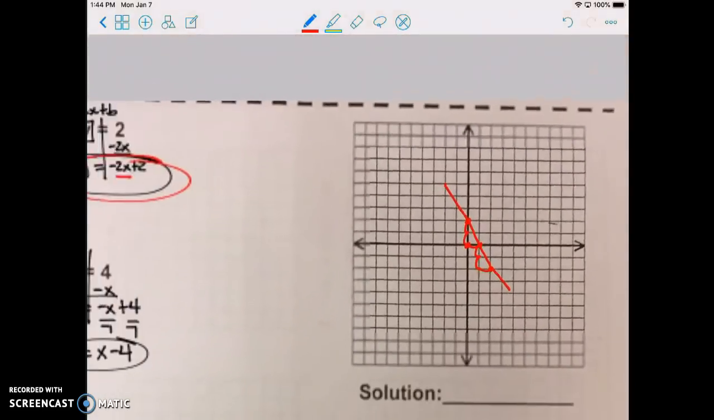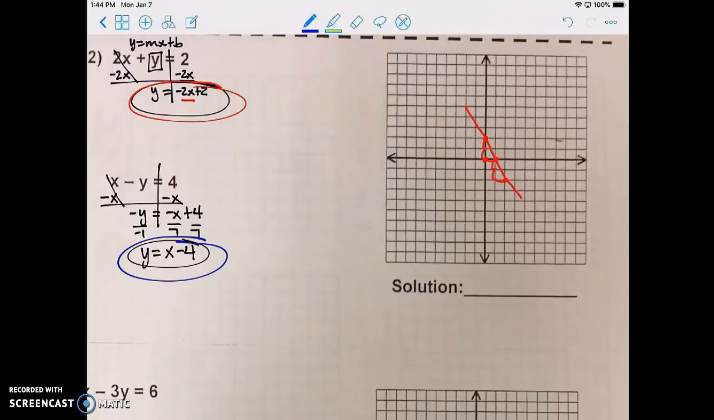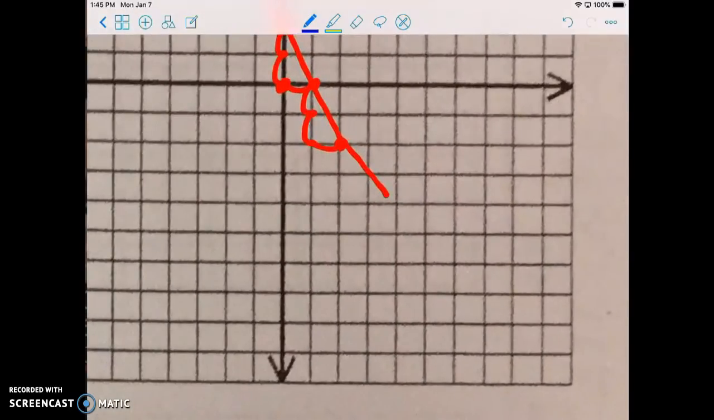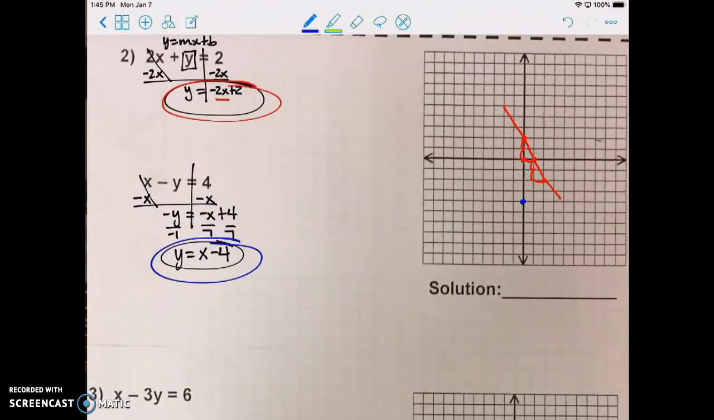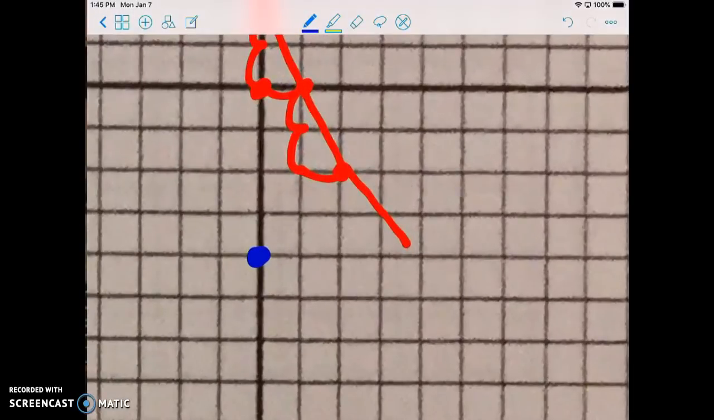Then I graph the other one in blue. It has a y-intercept of negative 4, so I start at negative 4: 1, 2, 3, 4. And the slope is just x, so it's 1. So up 1, over 1. Up 1, over 1. Up 1, over 1. And now we found our point of intersection.